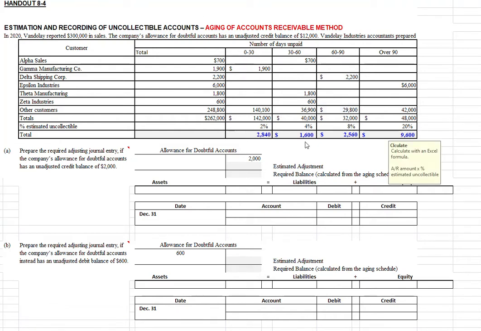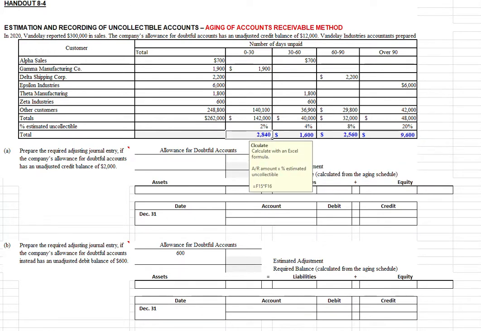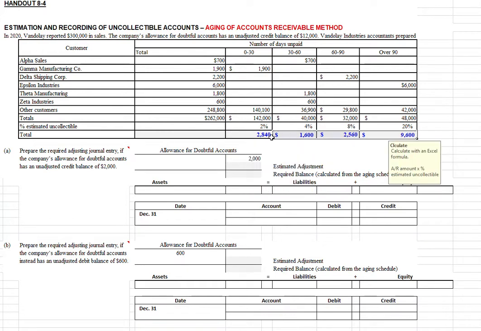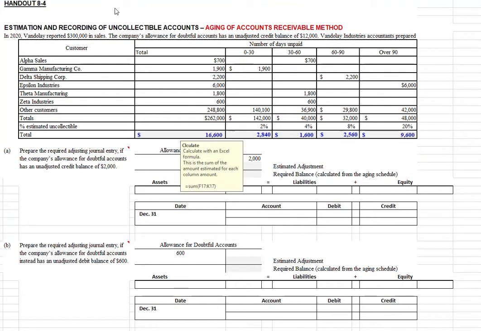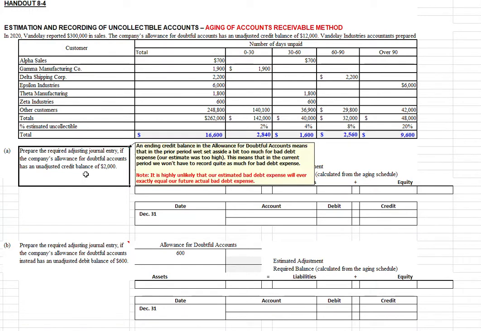We make similar calculations for the 30 to 60 day as well as the 0 to 30 day periods. Then we sum up our total allowance for each one of these buckets or time periods, and we estimate that our total allowance for doubtful accounts should be $16,600. Now, let's go ahead and prepare our required adjusting journal entry if the current balance is $2,000.